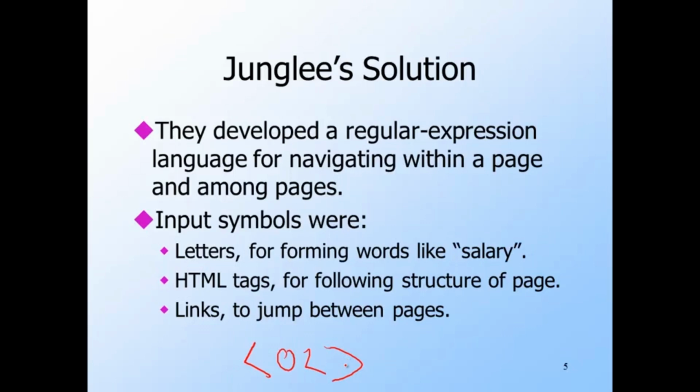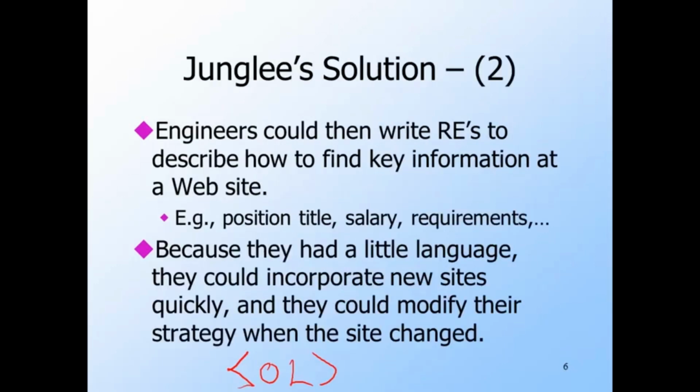Another important kind of input element is a link, which indicates that it's necessary to move to another page. Once this regular expression language was implemented, it was easier to write regular expressions to find key information like title and salary than to write the code to process web pages directly. Thus, there was an increase in productivity as they added sites to their database. Moreover, when the site changed, it was relatively easy to modify the regular expressions to track the changes in the site.